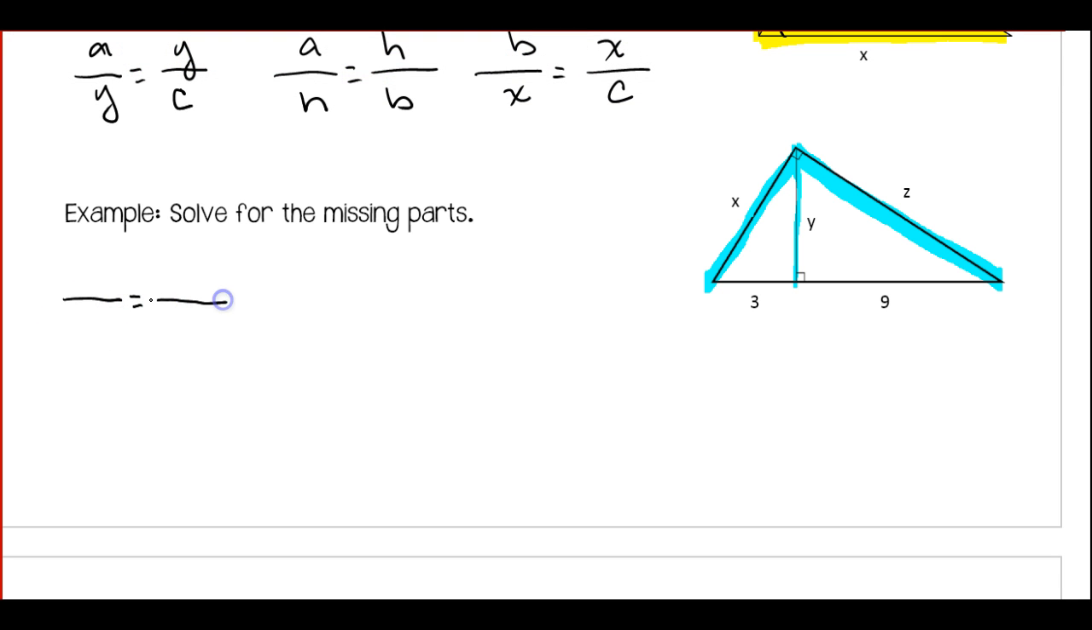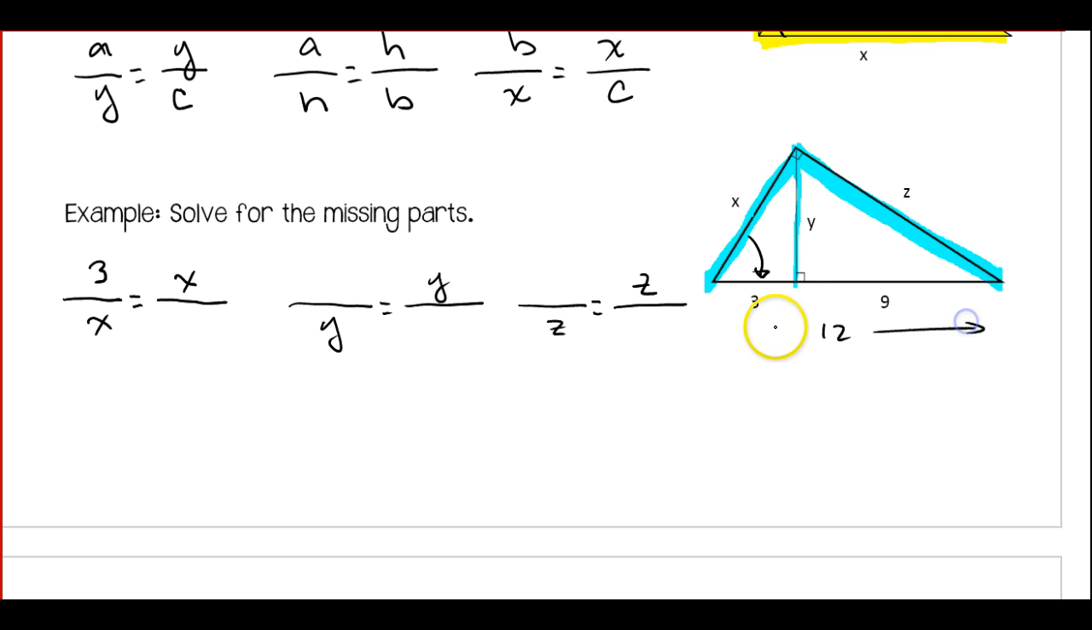So I know that x is going to be a geometric mean, y is going to be a geometric mean, and z is going to be a geometric mean. Okay, so x is going to be between 3, the piece of the hypotenuse it's adjacent to, and the entire hypotenuse, which is going to be 12, 9 plus 3.